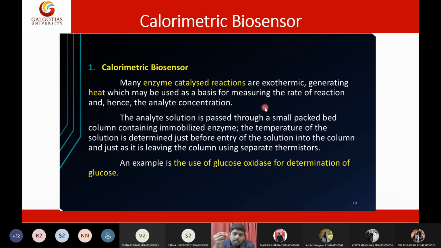So here we will add certain oxidases and peroxidase enzymes to this analyte, and that will generate electricity, and that will generate a heat, and that heat will be measured by our sensor, by our glucometer. So glucometer is a typical example of a colorimetric biosensor.